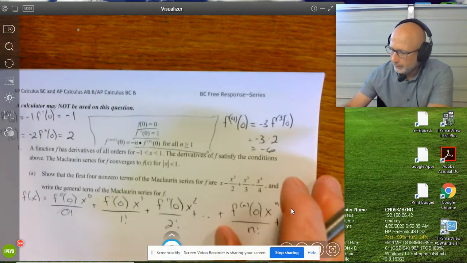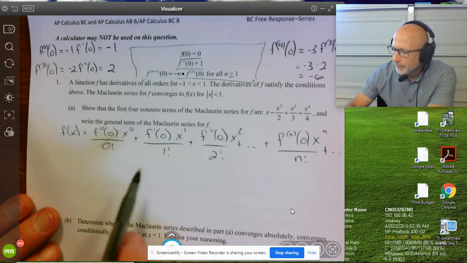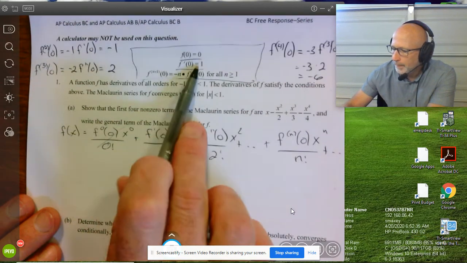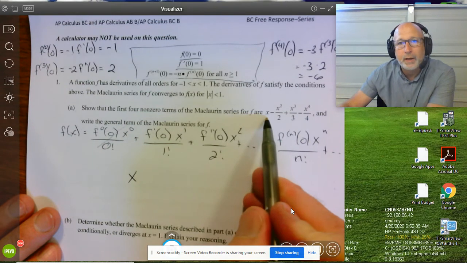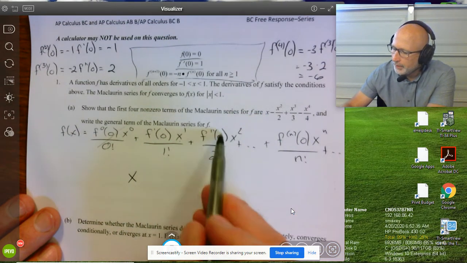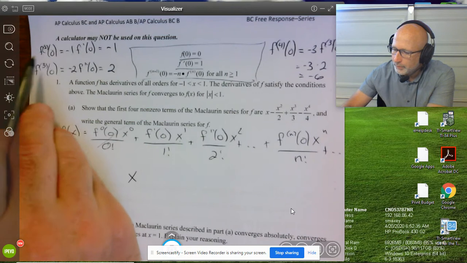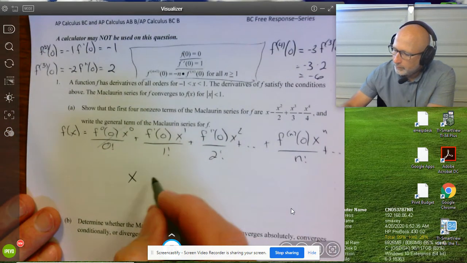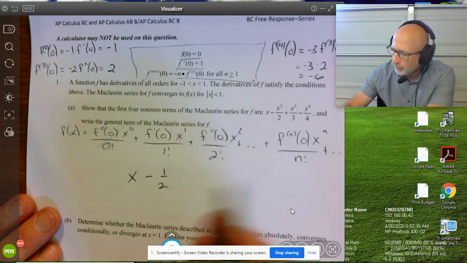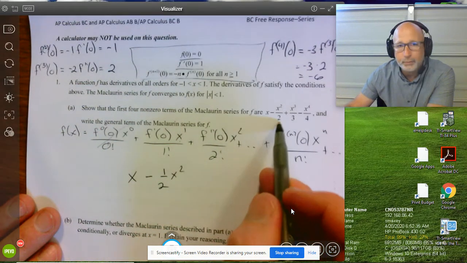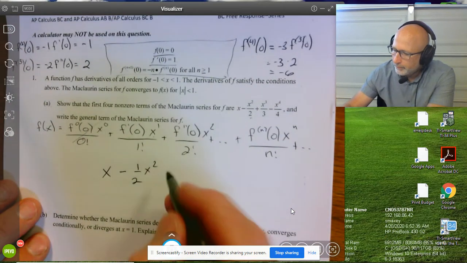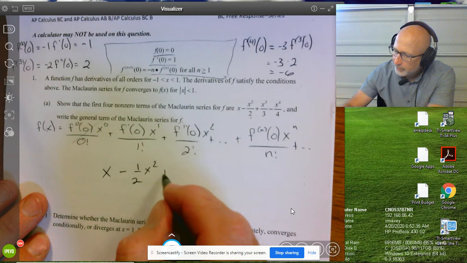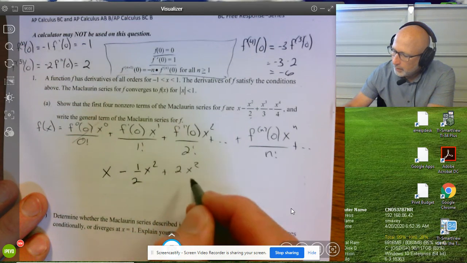Okay, so we have our derivatives. Then we just have to plug them in here. The first derivative evaluated at 0 is 1 times x, all over 1, which gives me x, which is what I was trying to find. Okay, the next one, the second derivative evaluated at 0, is negative 1. So this is minus 1 half, because 2 factorial is 2, x squared, which is the same thing as what you have there. Okay, the next one, the third derivative. The third derivative is 2. So plus 2x squared.